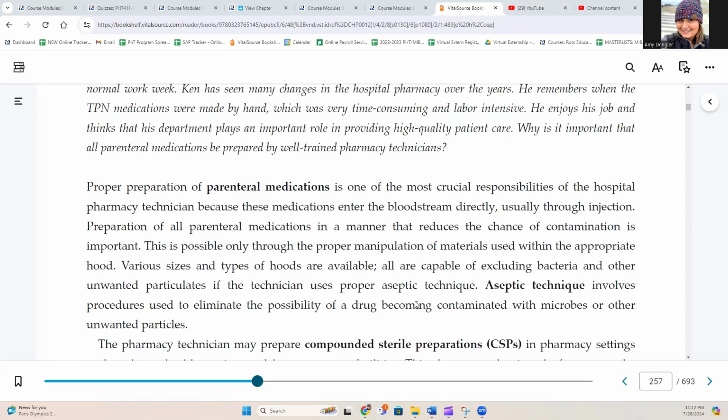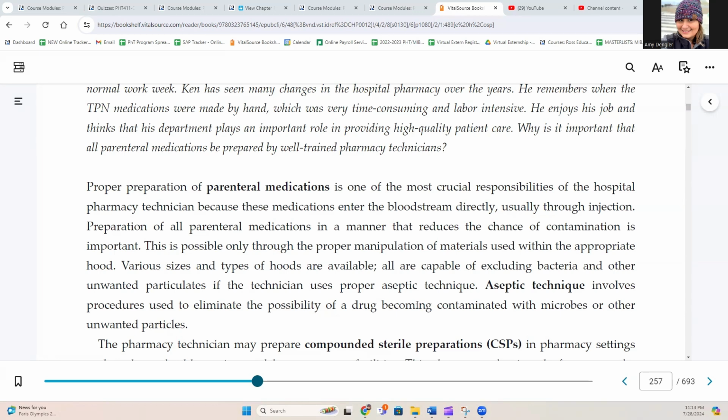Proper preparation of parenteral medications is one of the most crucial responsibilities of the hospital pharmacy technician because these medications enter the bloodstream directly, usually through injection. Preparation of all parenteral medications in a manner that reduces the chance of contamination is important. This is possible only through the proper manipulation of materials used within the appropriate hood.